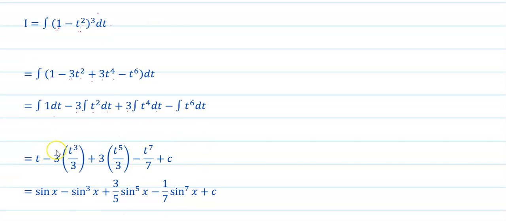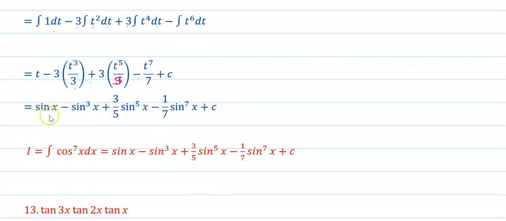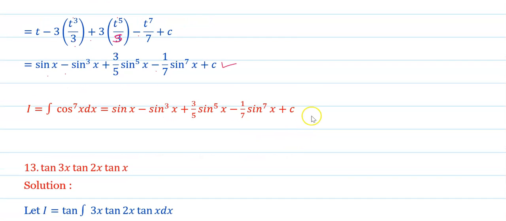Integral of 1 dt is t minus 3 t square is integral of t cube upon 3 plus t raised to 4, its integral is t raised to 5 upon 5. Okay, here is a 3 by 5, minus integral of t raised to 6 is t raised to 7 upon 7 plus c. Replace the value of t. t is sin x. That is sin x minus, what is that? 3 gets cancelled. You will get sin of x cube plus 3 by 5 sin of x raised to 5 minus 1 by 7 sin of x raised to 7 plus c, and hence you have the answer.